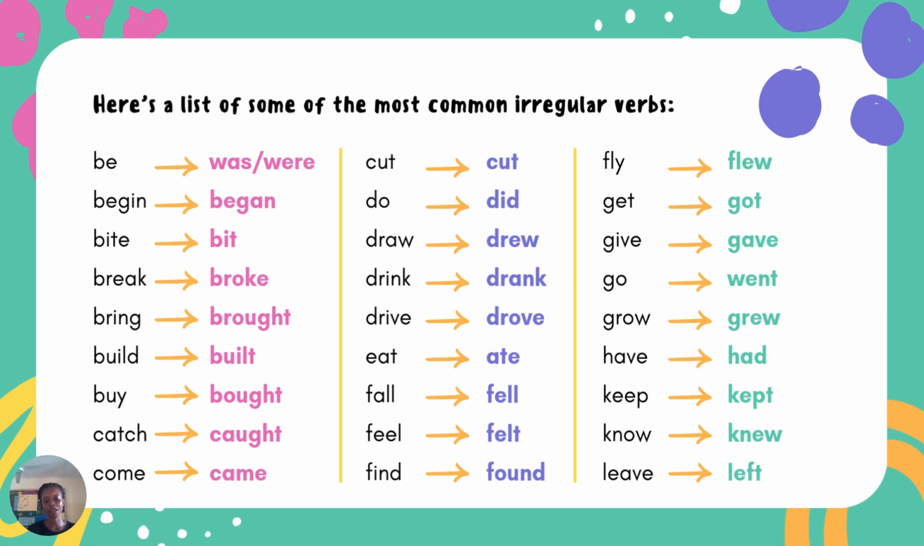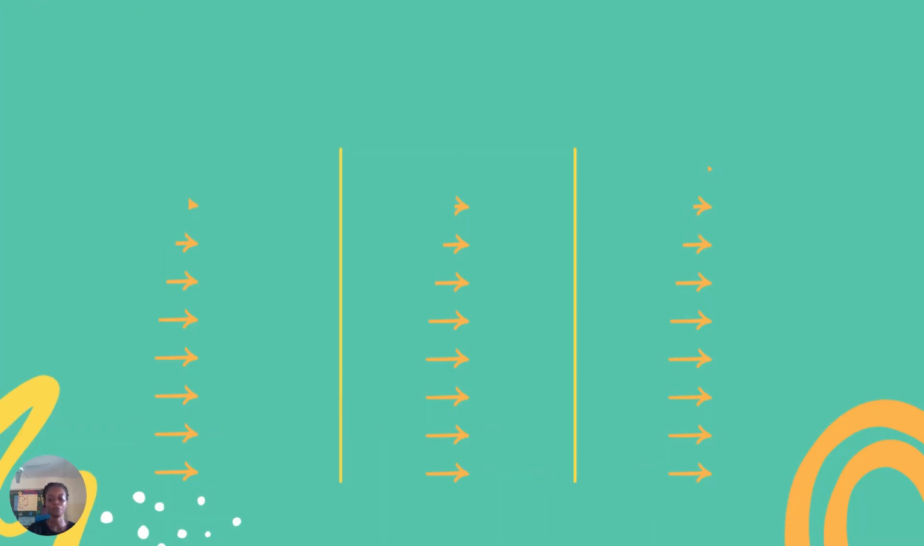Unlike the regular verbs that we looked at, whose past forms are gotten by adding the letter d or ied in some cases, or changing y to i, these irregular verbs do not have a particular form. They are unique in every way.